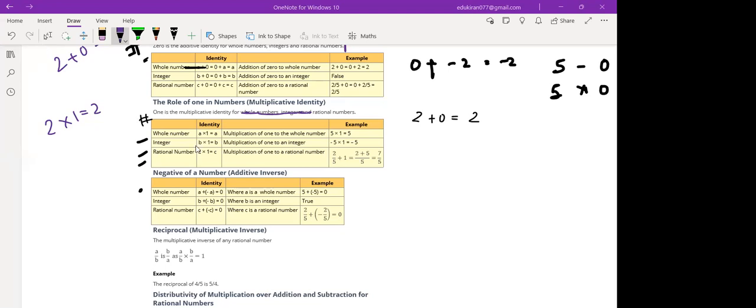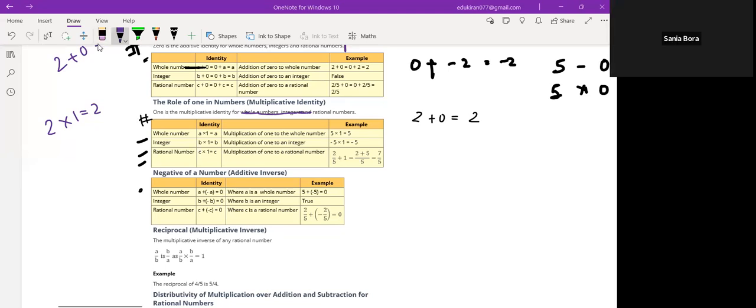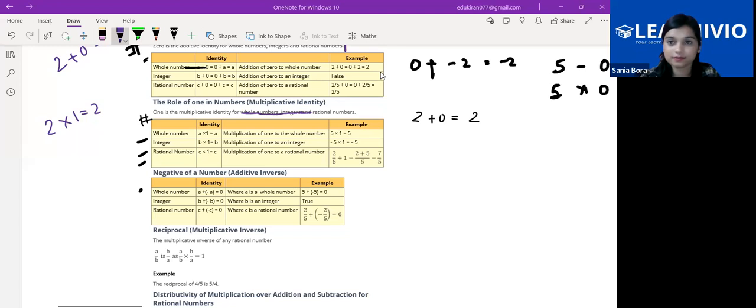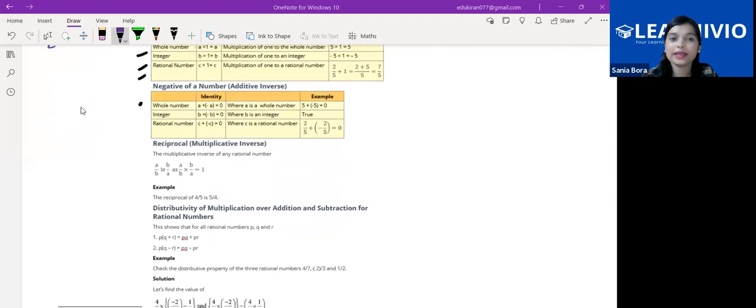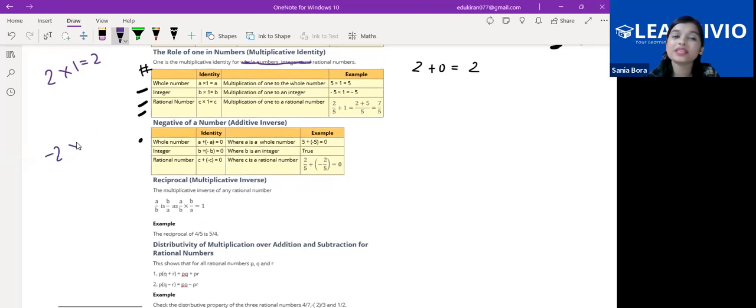I guess everybody is done now. Yes, ma'am. Now let's do the negative of a number, the additive inverse. So over here in addition you were multiplying it with this. Even if you multiply it with 0, the answer would be 0. For example, if I'm multiplying -2 with 0, the answer would be 0 itself. Then multiplicative inverse means, for example, a upon b is multiplied by b upon a.